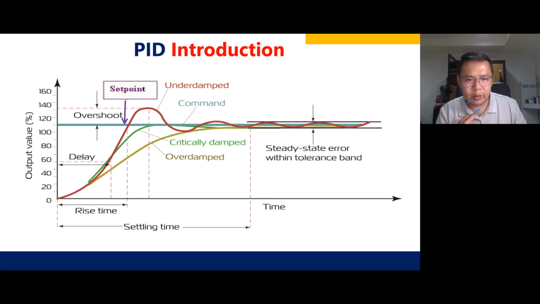Settling time means the time it takes for the process variable to remain within a certain percentage of the endpoint without significant oscillations. It shows how quickly the system stabilizes around the setpoint.